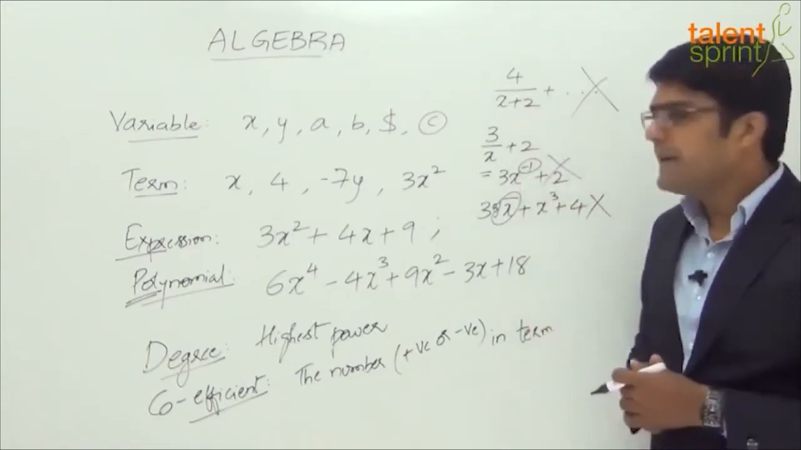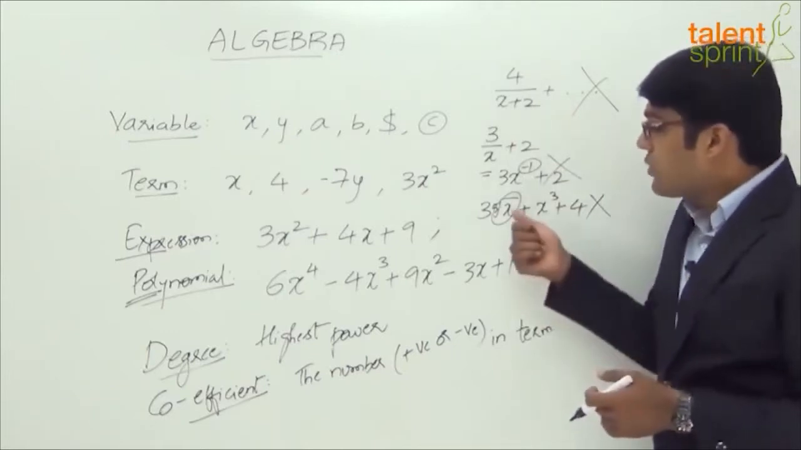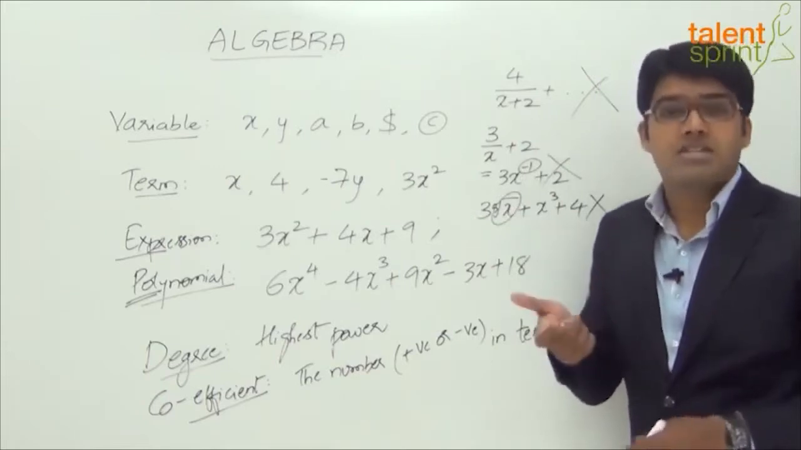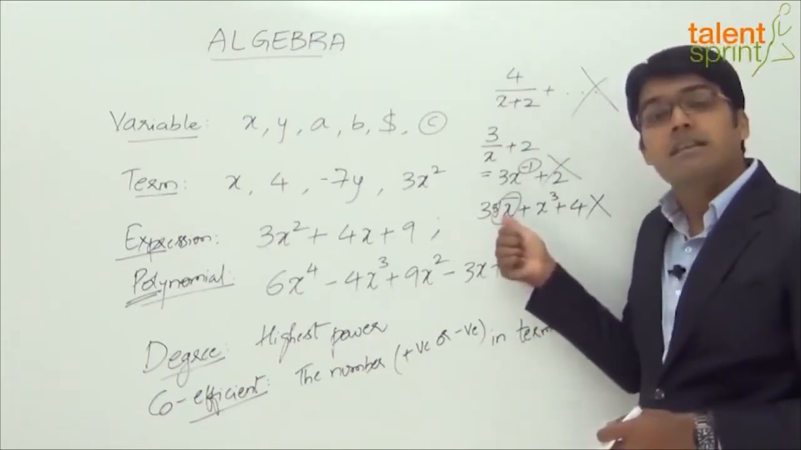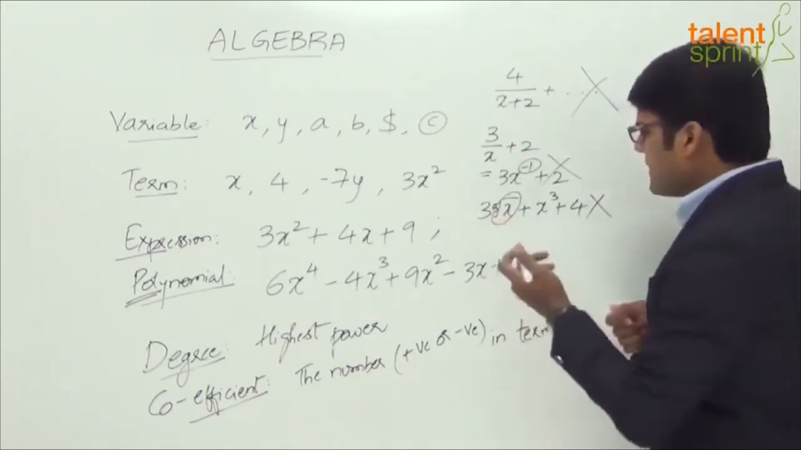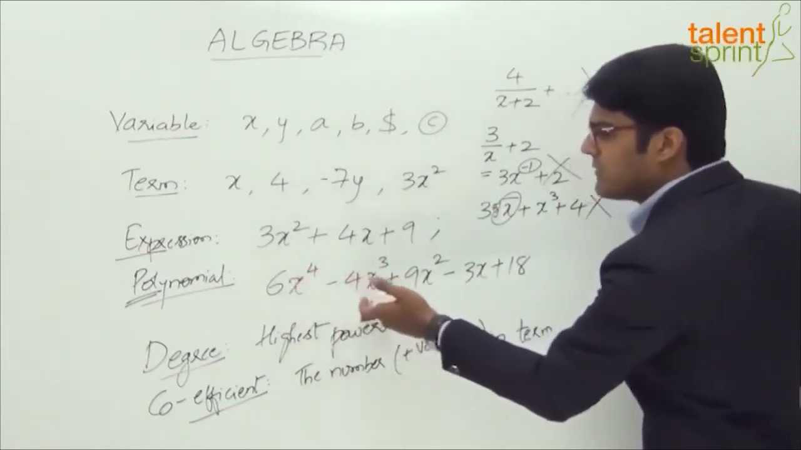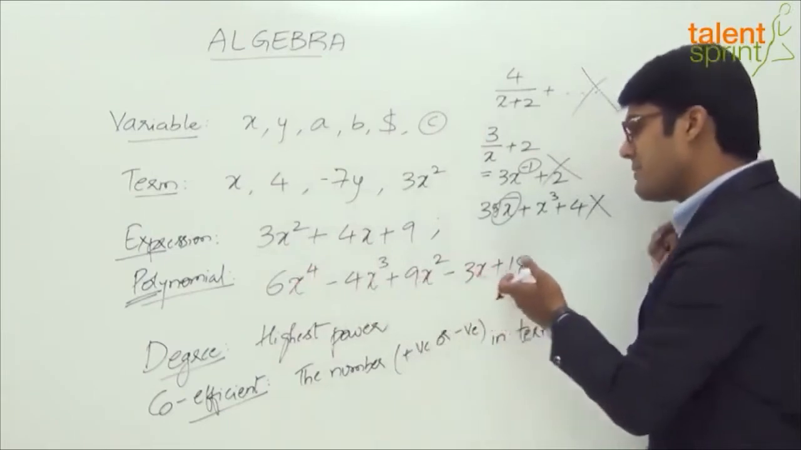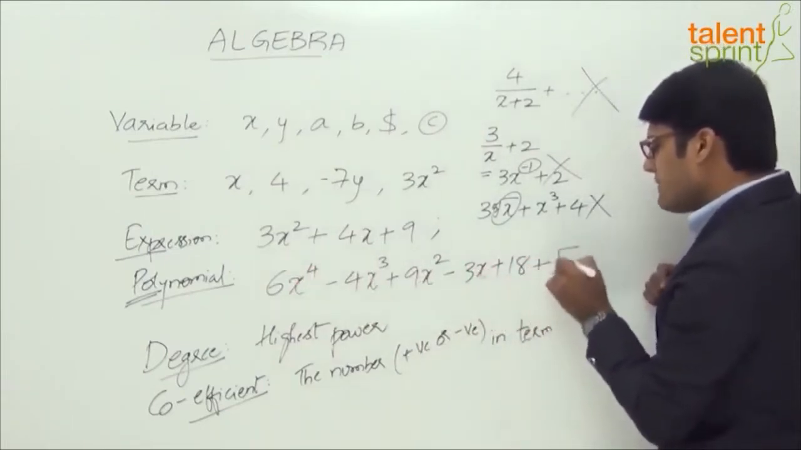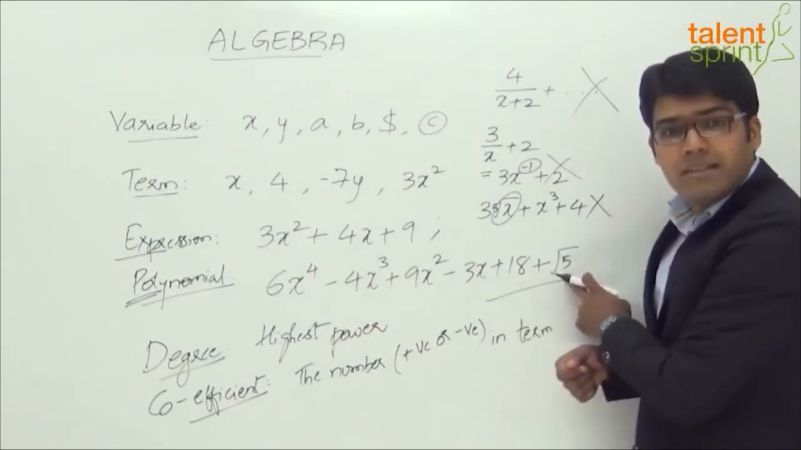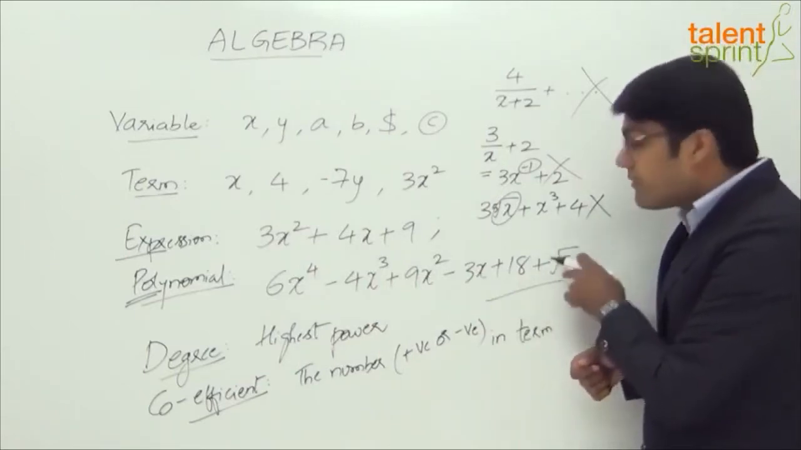the denominator, right? And also when it comes to surds, it can have an irrational number, but it cannot have a surd in the form of a variable. For example, if I have an expression, let's say if you look at this polynomial, 6x power 4 minus 4x cubed plus 9x squared minus 3x plus 18 plus root 5. This should be okay. This is a polynomial because this is a constant. I mean, this is a numerical value, but it cannot have root x.